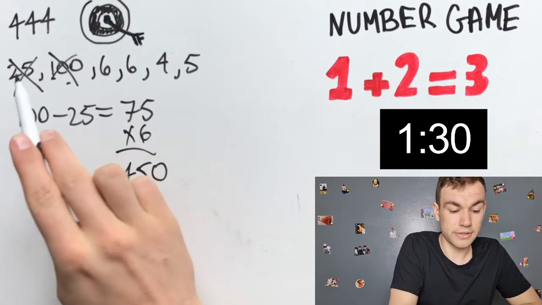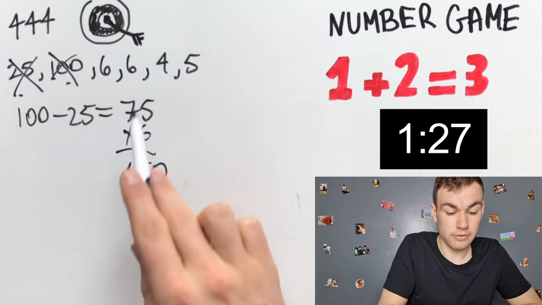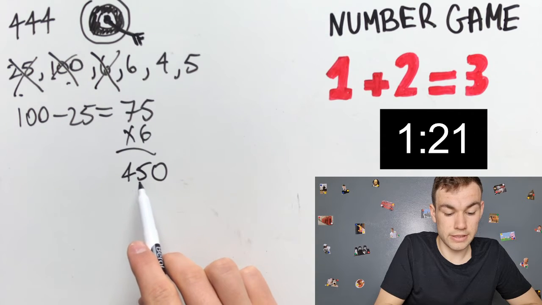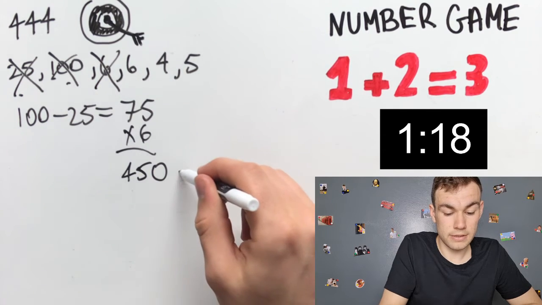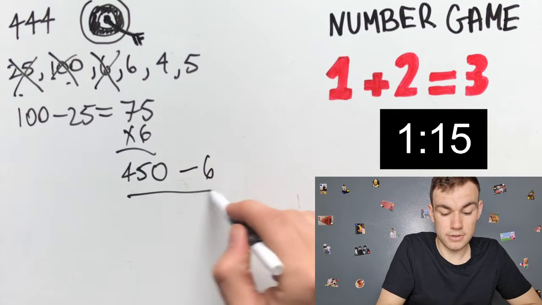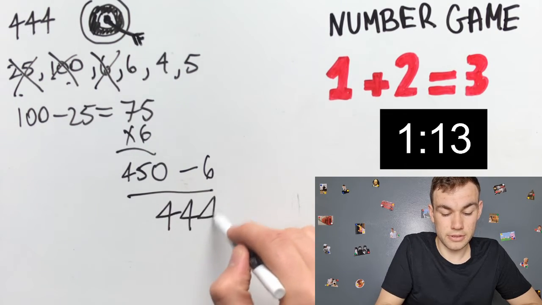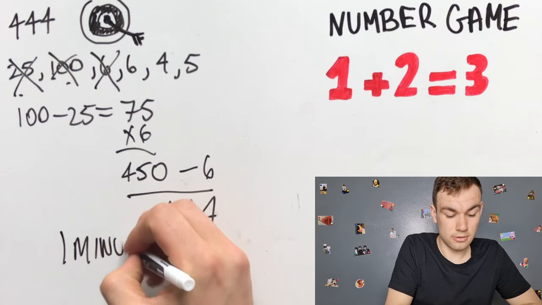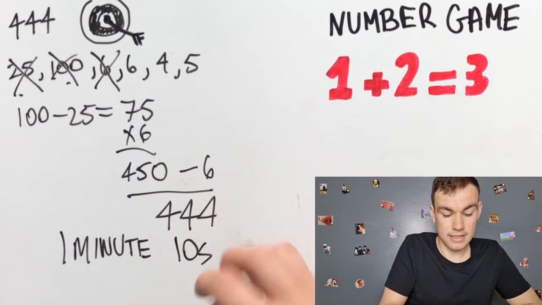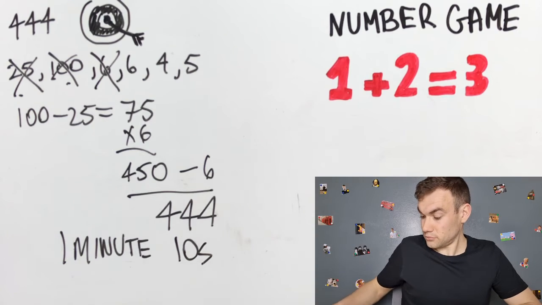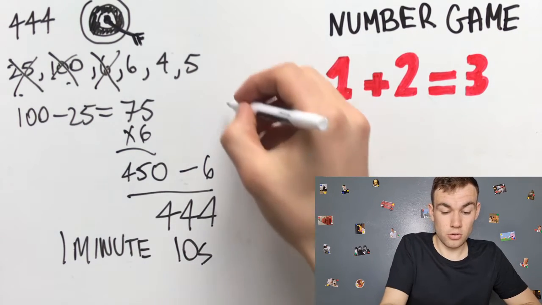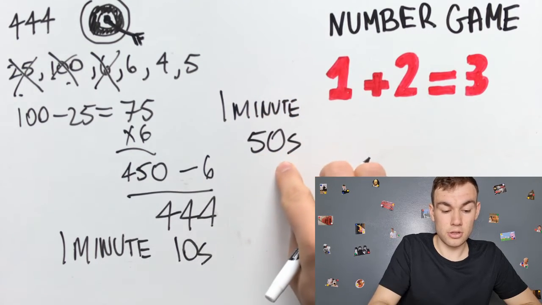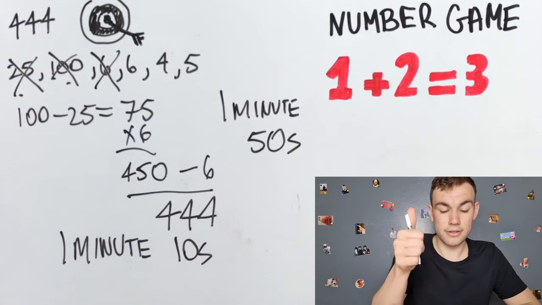We lose 125. 75 multiplied by 6, we lose this 6, gives us 450. 450 take away this 6 gives us 444. Yes. And with 1 minute and 10 seconds to spare. So, only took us 1 minute and 50 seconds to get the answer.